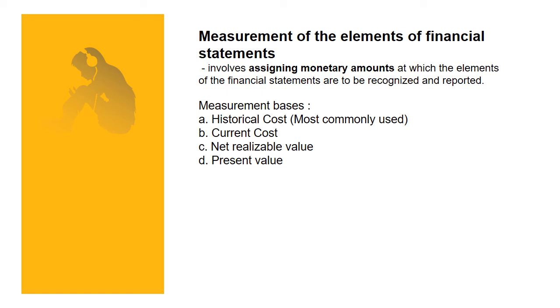Historical cost is the most commonly used. Actually, this historical cost is the transaction price or the purchase price that give rise to the item being measured. So, for example, sa asset, nag-purchase si company ng machine last year worth 10,000. That 10,000 is the historical cost of the machine.